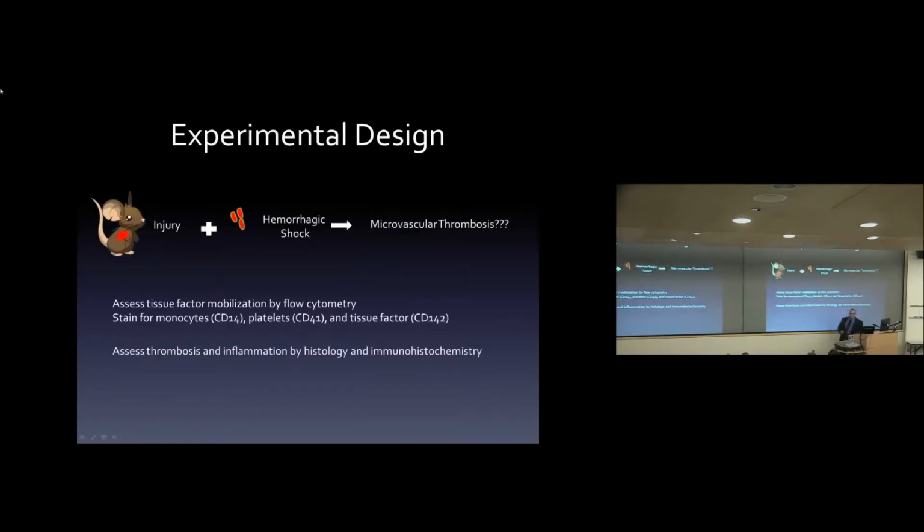So the question was, are we able to generate this microvascular thrombosis? And within that question, there are several sub-questions in the model development. One, are we able to cause the tissue factor mobilization part first? And then are we subsequently able to get the clot formation second? And so we set out to do that, and we were going to look for the tissue factor mobilization by flow cytometry.